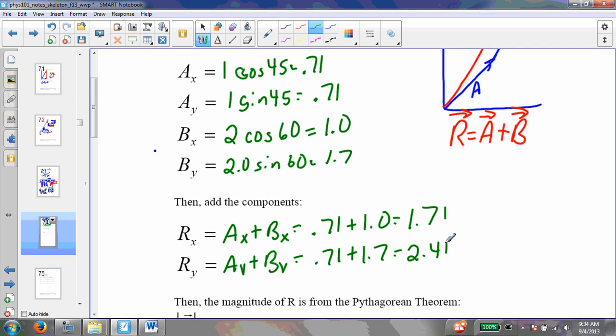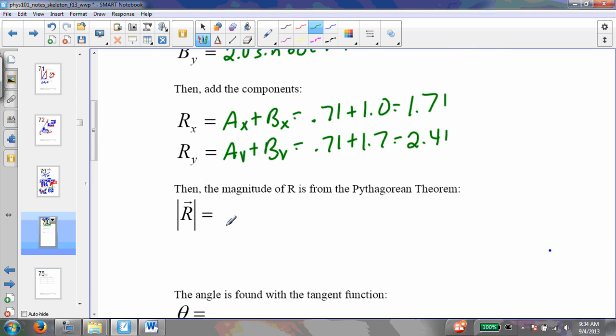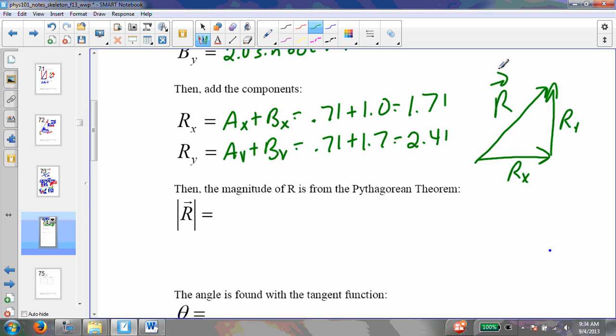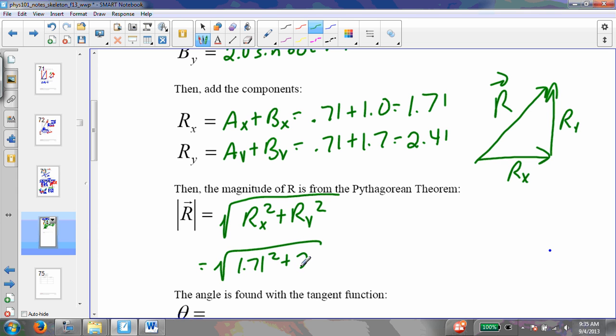All right, then the magnitude of R is from the Pythagorean theorem. So now I have Rx and Ry. And now I want to know what is the magnitude of R. So now I'm forgetting about the vectors A and B, because I've used those vectors to find the x and y components of R. So I can find that R is going to be the square root of Rx squared plus Ry squared, square root of 1.71 squared plus 2.41 squared. And now I'm going to revert back to my proper sig figs, which is 2 sig figs, 3.0. All right, so that gives me the magnitude of the vector R.